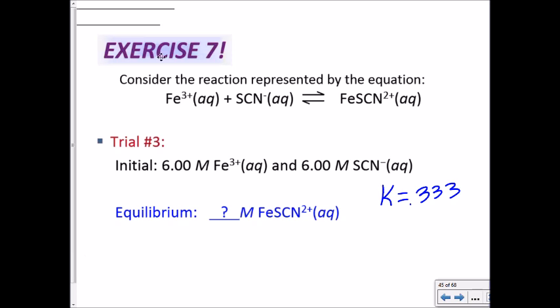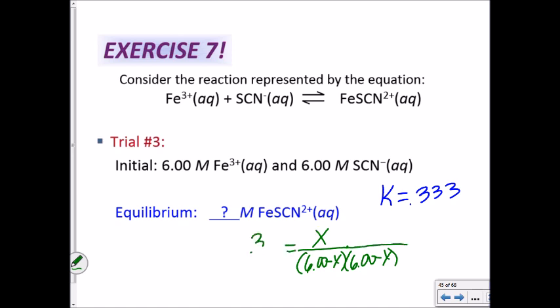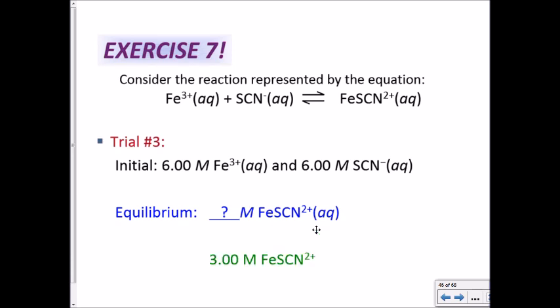Set up the rice. When you set it up, you should have ended up with x over 6 minus x, 6 minus x, right, equals your 0.333. Is that what you plugged into your calculator? Yes? And your intersection should have ended up being 3 molar or 2.998 something. Did you get 2.998 something? Okay. Getting the graphing down so we don't have to use the quadratic.